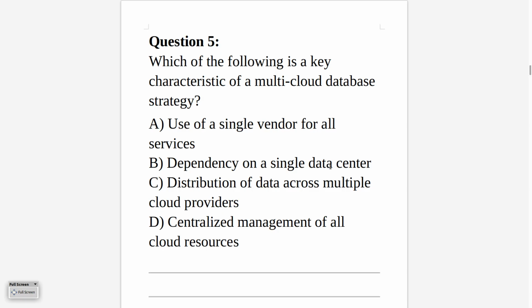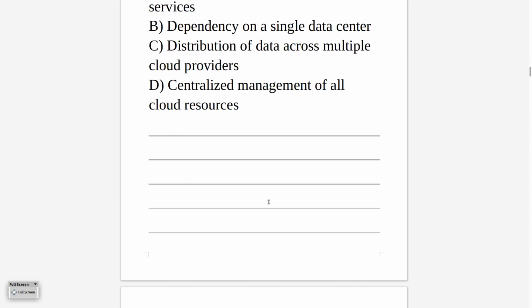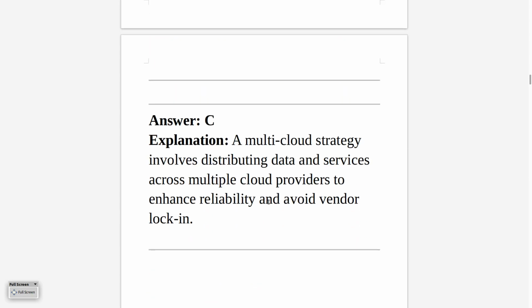I mean, no, this wouldn't be the case even if you were with only one cloud. You would still probably have your database spread across multiple zones and therefore multiple data centers. So it's going to be C, distribution of data across multiple cloud providers. C. Indeed. Involves distributing data and service across multiple cloud providers to enhance reliability and avoid vendor lock-in.